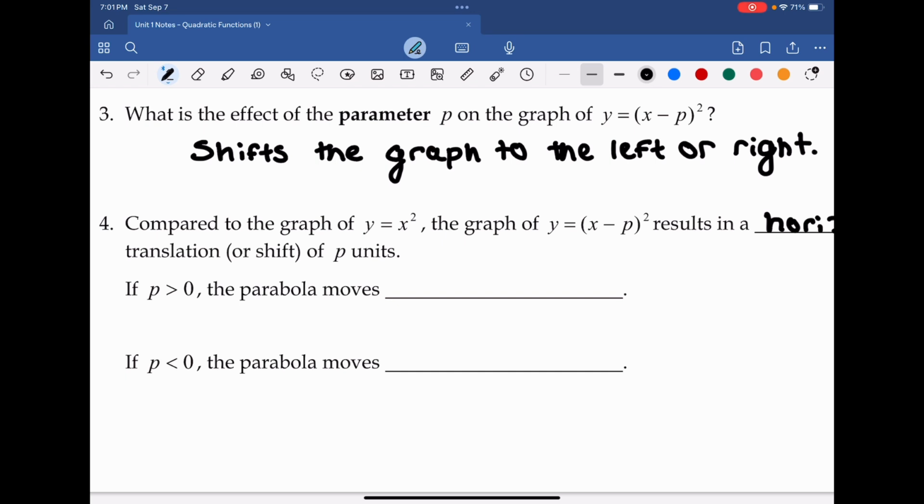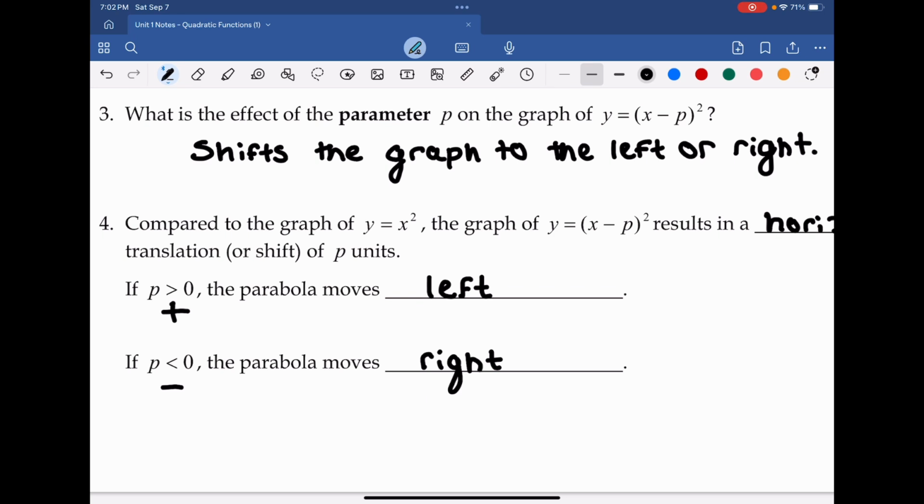Now, if p is greater than 0, which direction does it move? It moves to the left. It's actually the opposite. So we're going to say it moves left. For p greater than 0, this is positive, so make sure you throw that in there. When p is positive, the graph actually moves left. When p is negative, the parabola actually moves to the right.